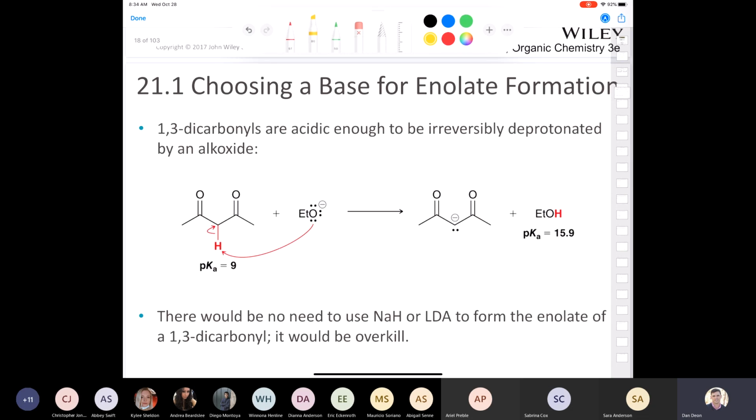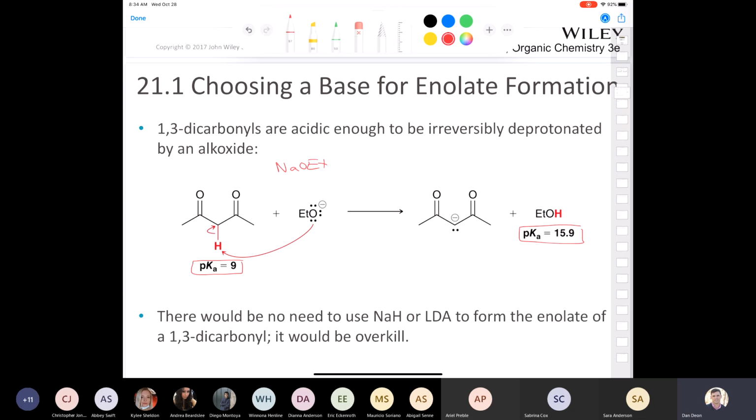And we're kind of going back to the beginning, right? We started out by talking about sodium ethoxide. Well, this is an interesting scenario, because if I took ethoxide and treated it with just a regular aldehyde or a ketone, I ended up with some deprotonation. But if I treat a 1,3-dicarbonyl with sodium ethoxide, look at the difference in pKa. Here's the pKa of my acid, and here's the pKa of the conjugate acid of ethoxide. Well, that's a difference of what? 7 log units. And so 1,3-dicarbonyls are acidic enough to be irreversibly deprotonated by an alkoxide.